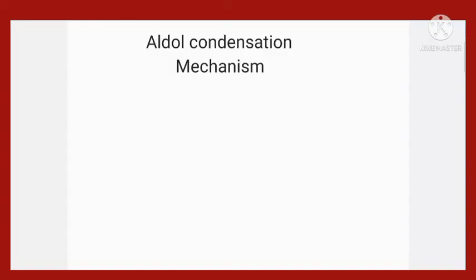So in this video, I am going to discuss the mechanism of aldol condensation. Aldol condensation is followed by an aldehyde or ketone compound which has alpha hydrogen. For aldol condensation, the condition is that the compound which undergoes it must possess an alpha hydrogen. Alpha hydrogen is nothing but a hydrogen which is attached to the alpha carbon, whereas the alpha carbon is the one which is directly bonded with the functional group.